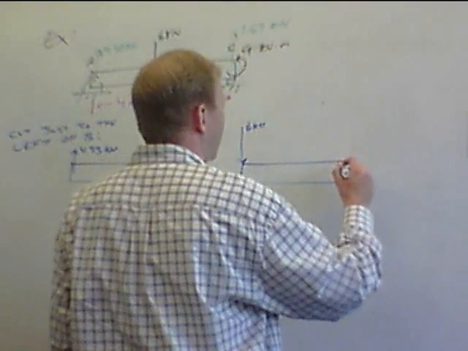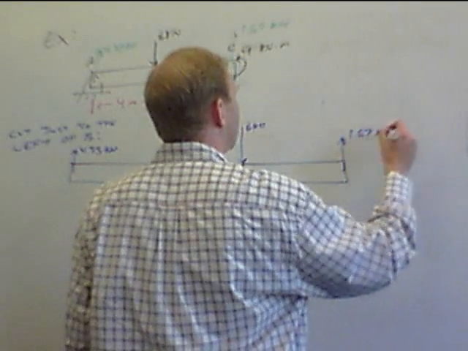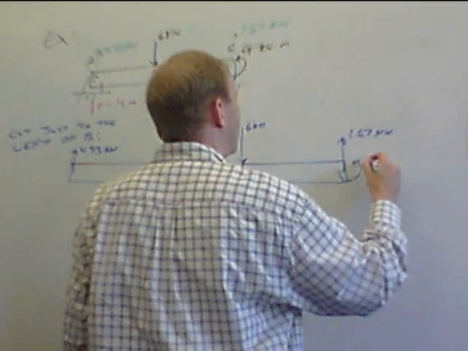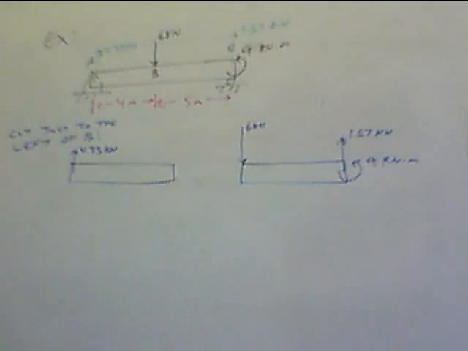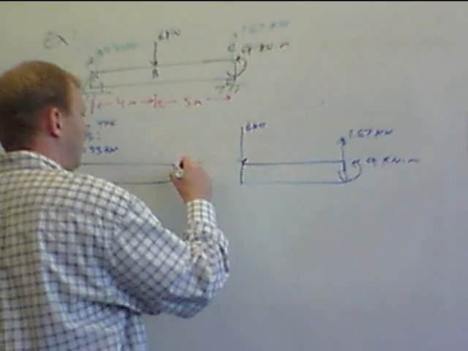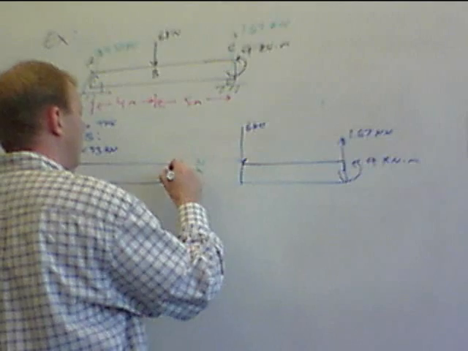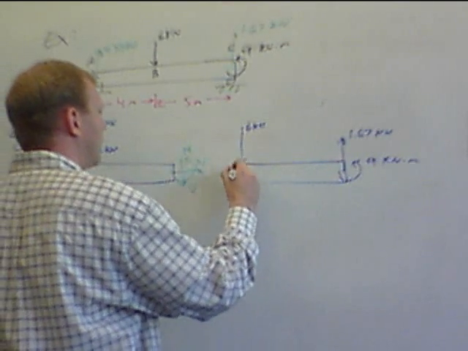We still have our 1.67 kilonewtons here and our 9 kilonewton meter applied moment. Okay, so we need to include our internal forces here. So we end up with normal, shear, and moment, and the same on the other side.